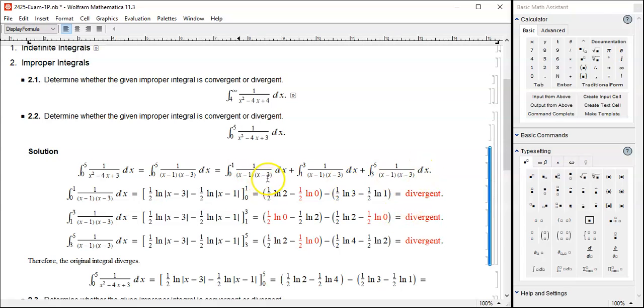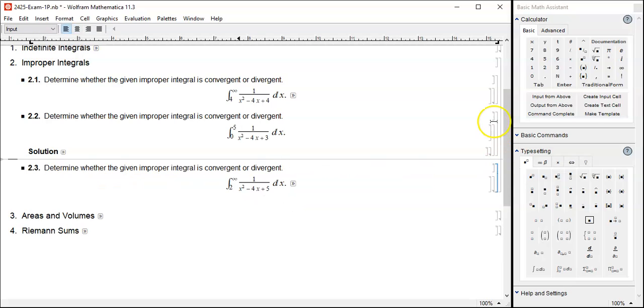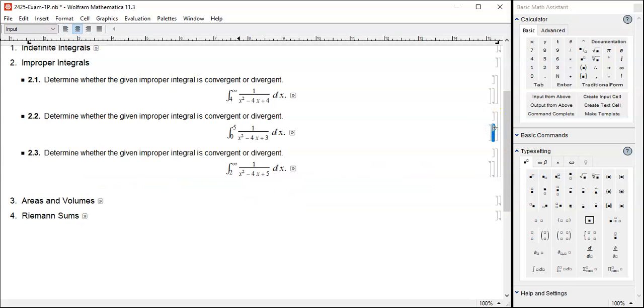We have log of 0 popping up in the middle after decomposing like this, due to the denominators, due to the vertical asymptote, and then we have three integrals and all three are divergent, so it's divergent. This computation here is not a correct computation. Okay, next.